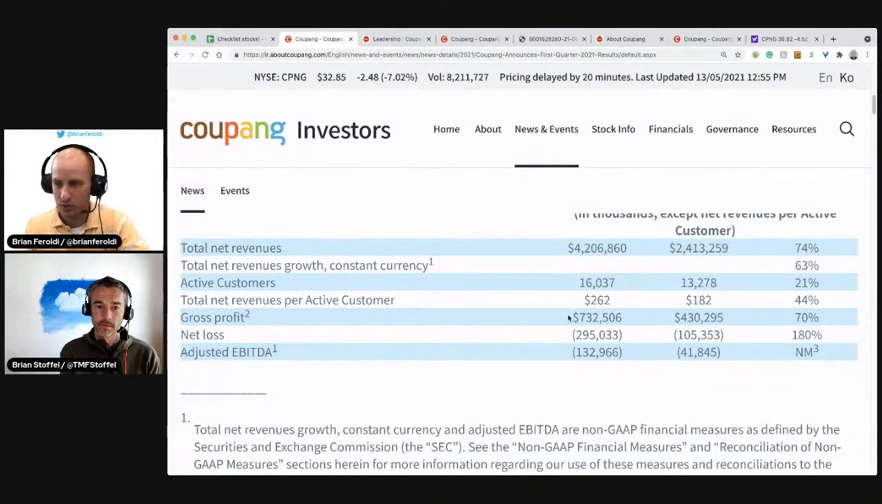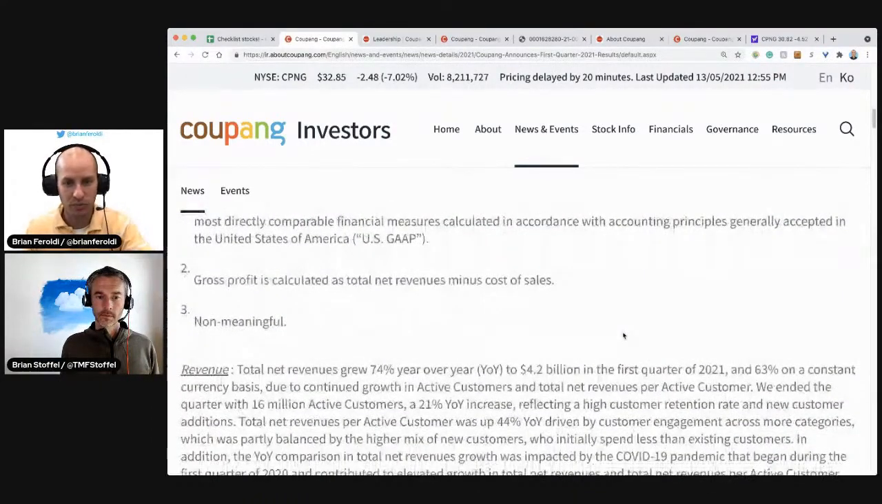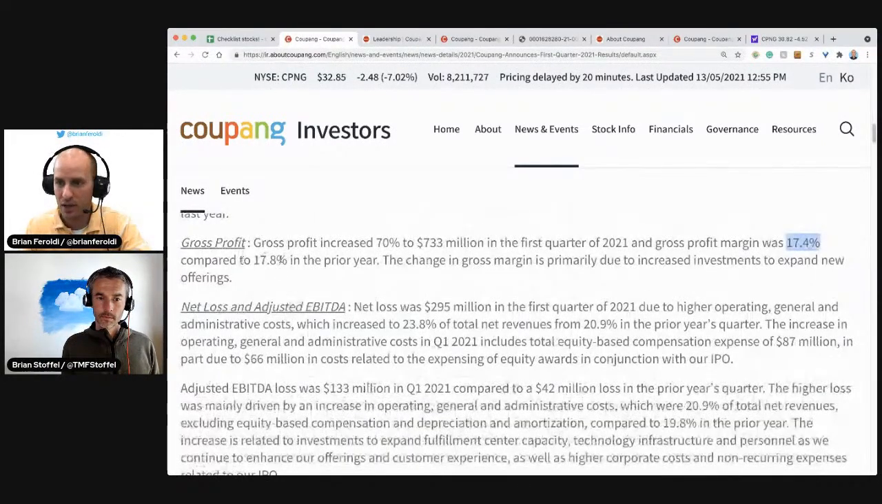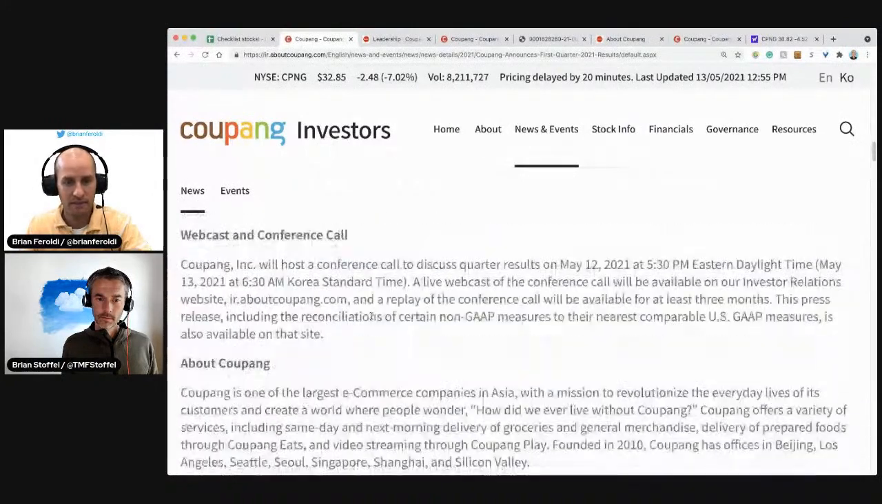Customers were up. Gross profit was up 70%. So their gross margin went down slightly. Their net loss was 300 million, but this is the first earnings report. Gross margin was 17.4%, a drop, due to increased investments to expand new offerings. Okay.